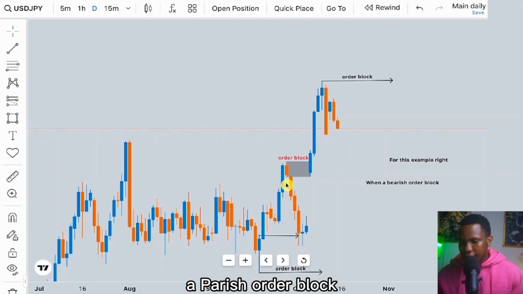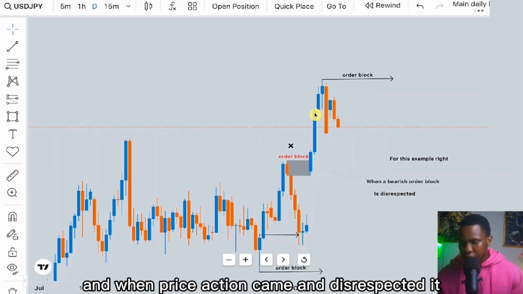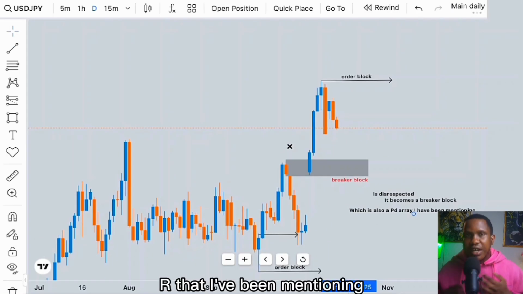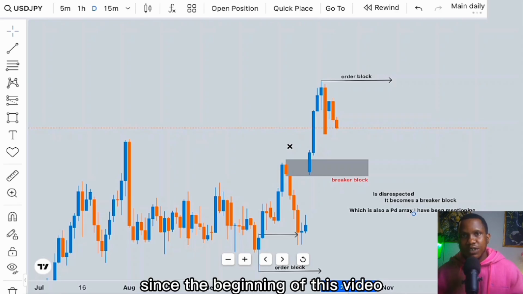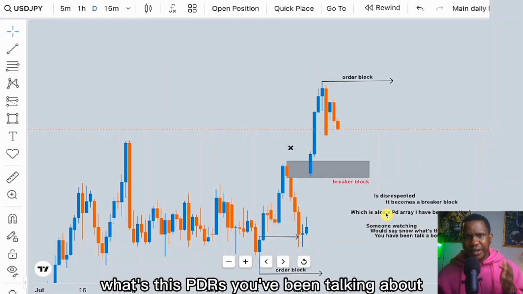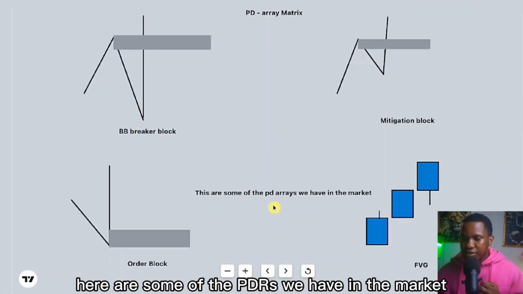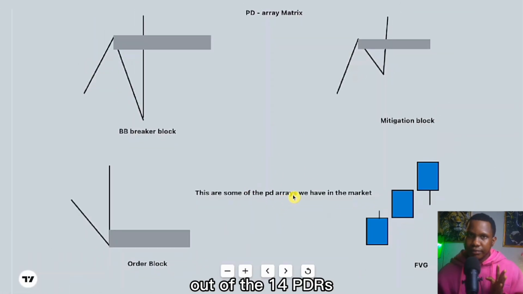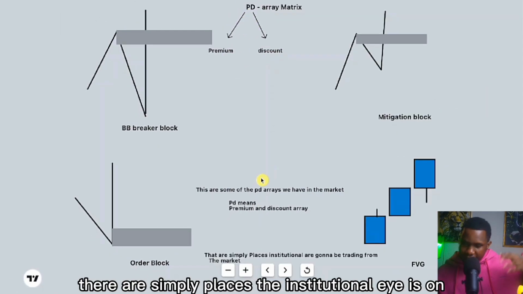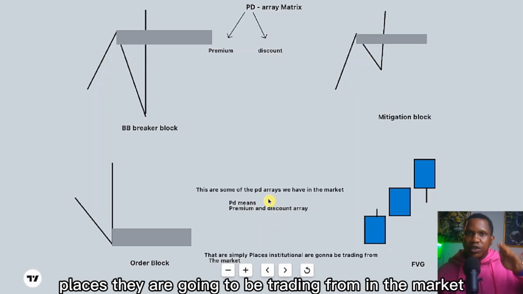Example trade. For this example right here, what can you see? A bearish order block, and when price action came and disrespected it, it turned into a breaker block, traders, which is also a PDRA that I've been mentioning since the beginning of this video. Someone watching will say, Victor Snow, what's this PDRA you've been talking about? Here are some of the PDRAs we have in the market out of the 14 PDRAs. P in PD means premium, D means discount. They are simply places the institutional eye is on, places they are going to be trading from in the market.